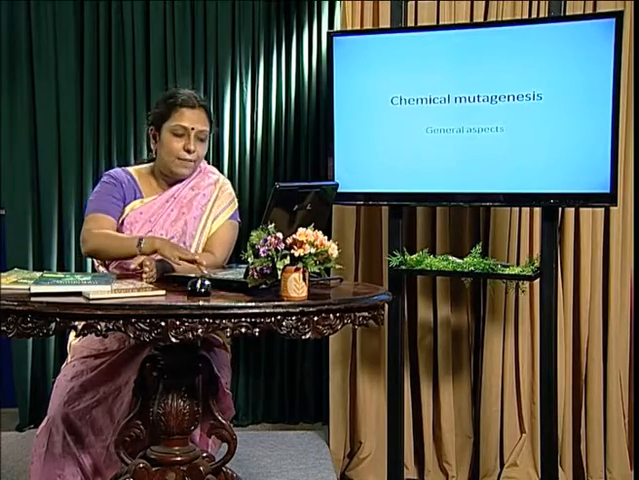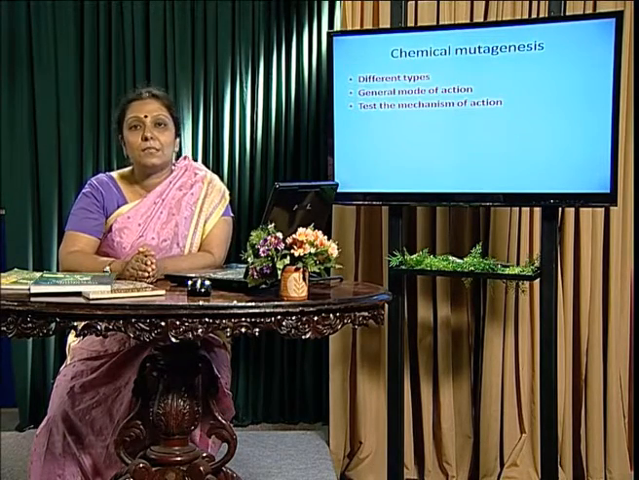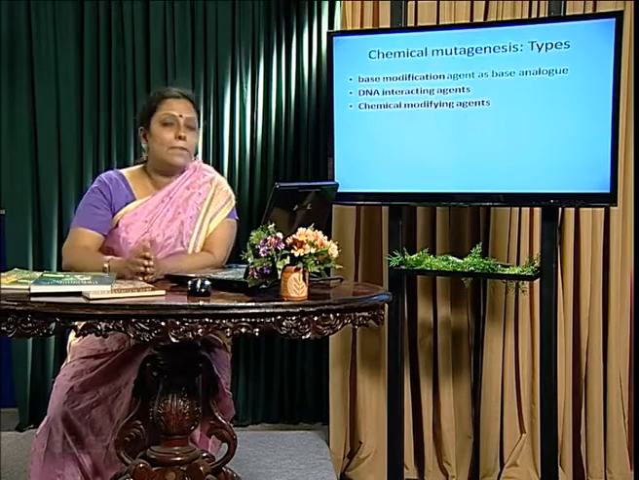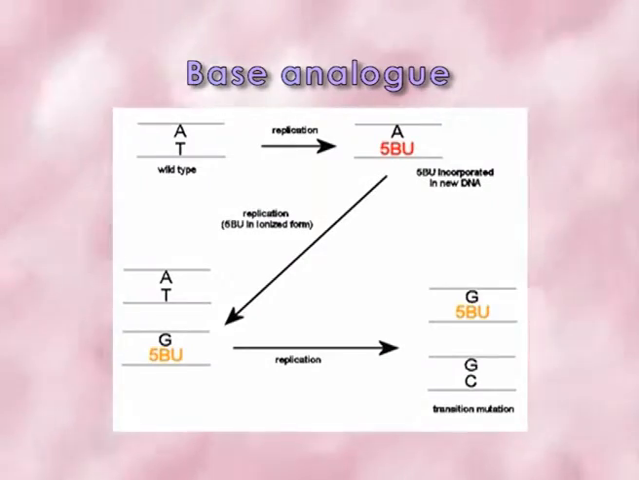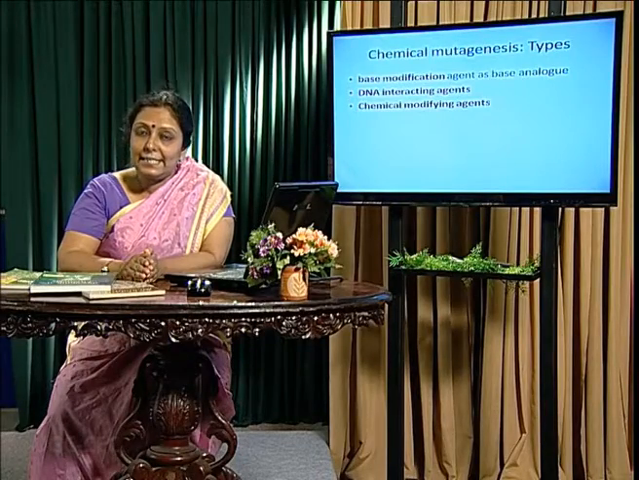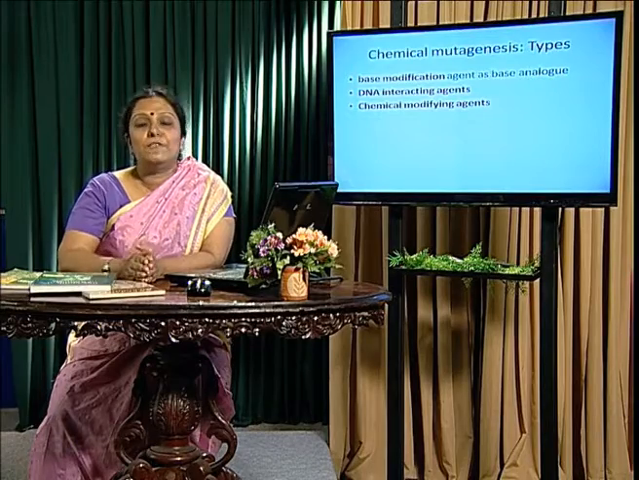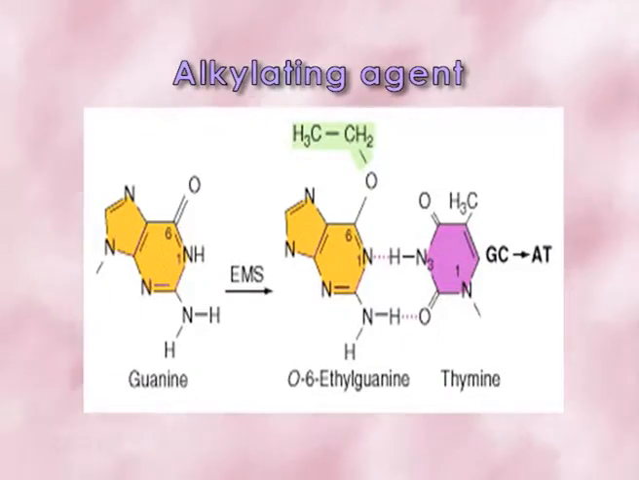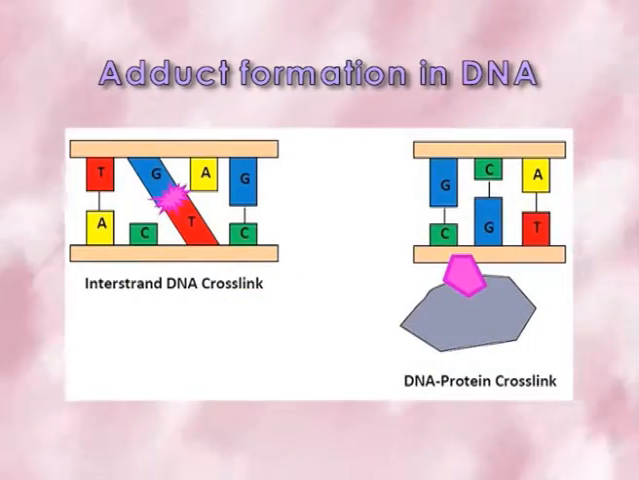As a general aspect, I will talk about the different types, the mode of action, as well as the tests to assess the mode of action. Number 1, base modification, which is done by base analogues. Number 2, DNA interacting agents, such as DNA intercalating agents like proflavin, cross-linkers, and chemical modifiers such as deaminating agents, alkylating agents, etc. As mode of action, they can show frameshift, bulky adduct formation, mismatches, insertion, deletion, and the halt of replication and transcription.